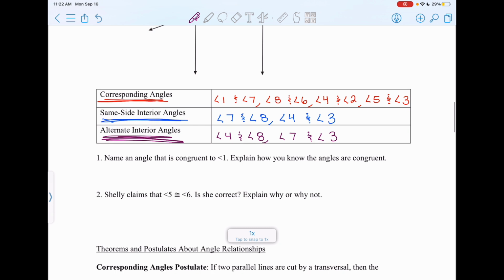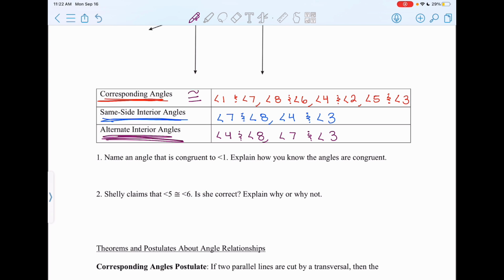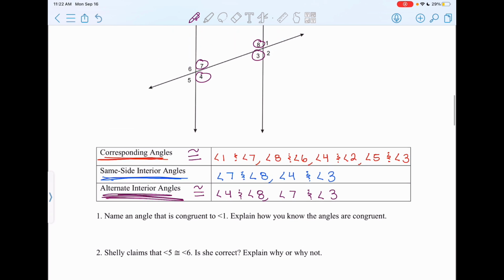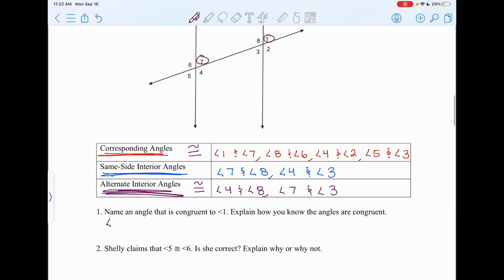So in number 1, it says name an angle that is congruent to angle 1. Well, I know that corresponding angles are congruent and alternate interior angles are congruent. So I want to know what angles are congruent to 1. Well, I know that 1 and 7 will be congruent because they are corresponding angles. So angle 7.